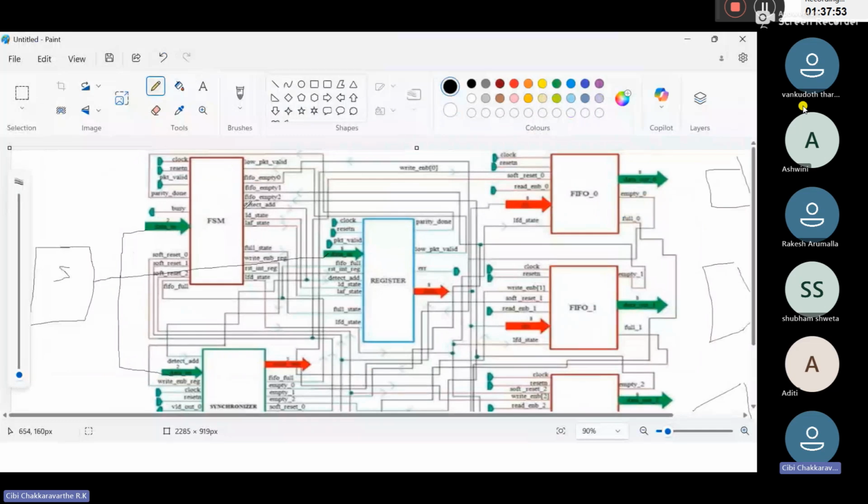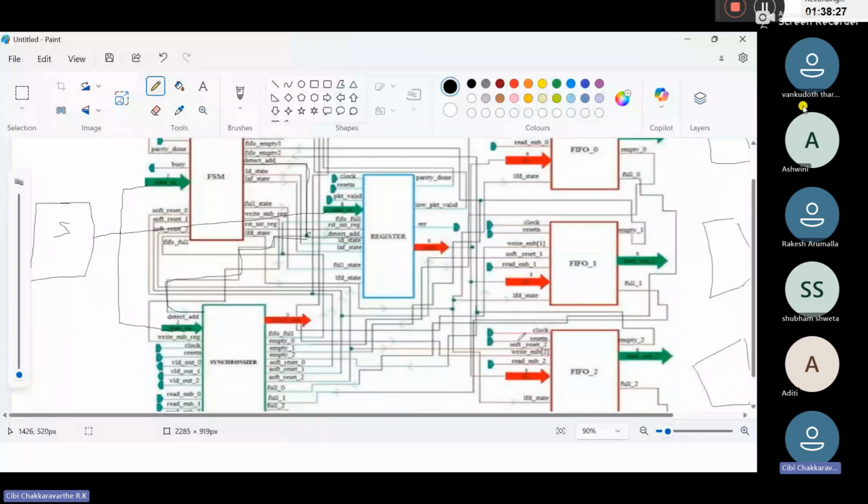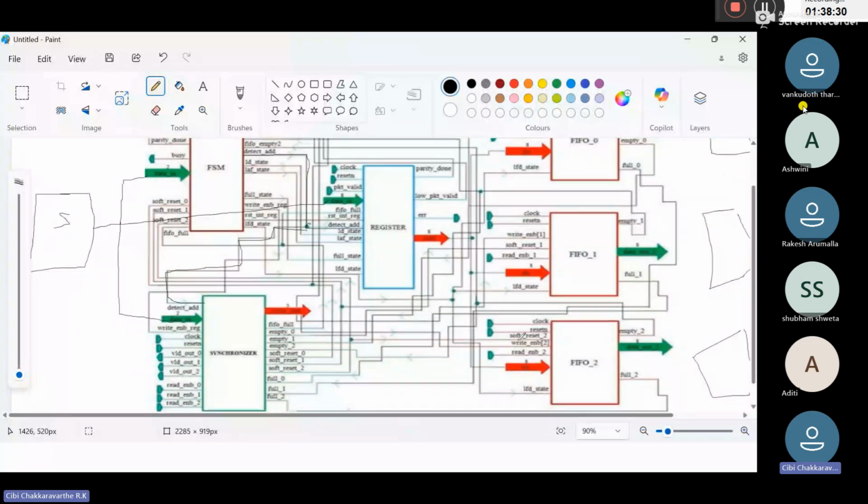First the FSM will send this direct address. See here, it is sending the direct address to the register. At the same time, it is sending the same signal to the synchronizer. So why does it need to send it to the synchronizer? Because only then will our synchronizer help to assert the next signal at the proper, correct time. There should not be any mismatch in the assertion of the signal.